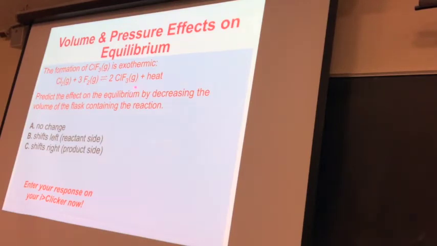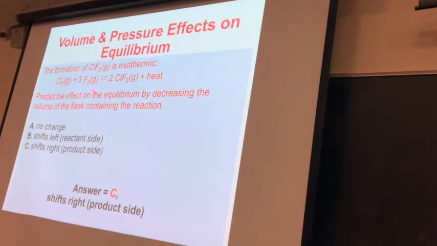So to answer this one, you have 4 moles of reactant gas and you have 2 moles of product gas. So you're decreasing the volume. What was a big volume is being condensed. And in these kinds of cases, the equilibrium will shift to the side with fewer moles. So in this case, you would see a shift to the right.